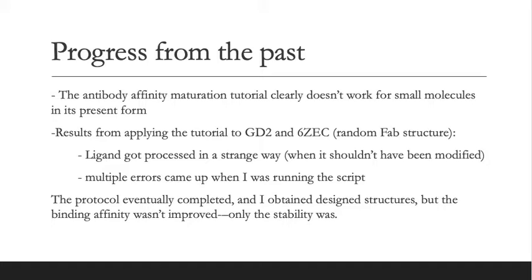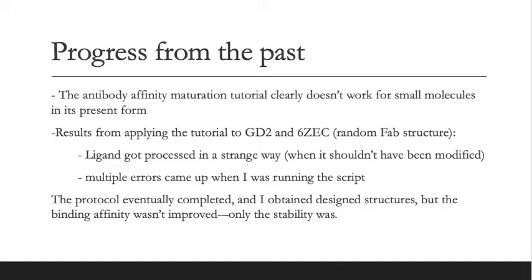But when I ran it, I got multiple errors in Rosetta. It did eventually finish, and the ligand also got processed in a strange way. I believe Rosetta attempted to repack the ligand structure, which should only be done for peptides, not small molecules. And so right now I've reached the conclusion, though not definitively, that Rosetta affinity maturation or single state design is really only capable of handling protein antigens, not ligands. And I have to use a separate protocol for ligands.